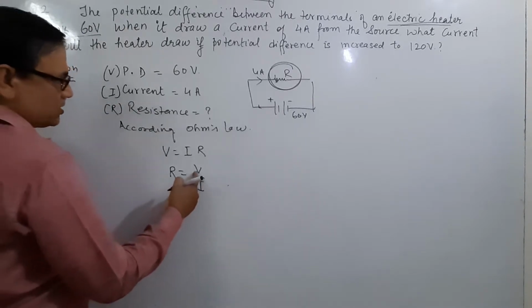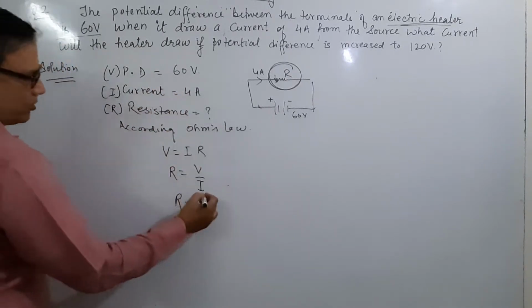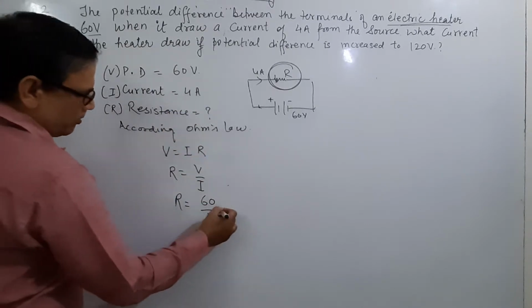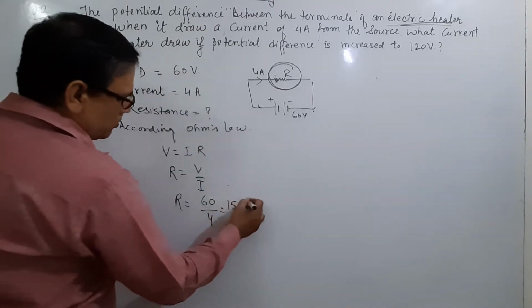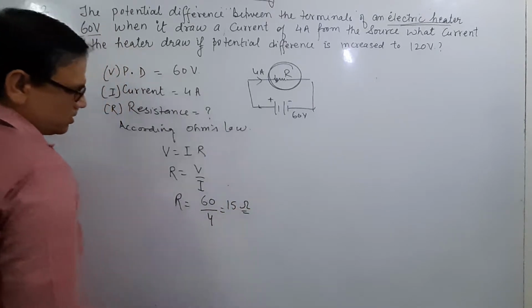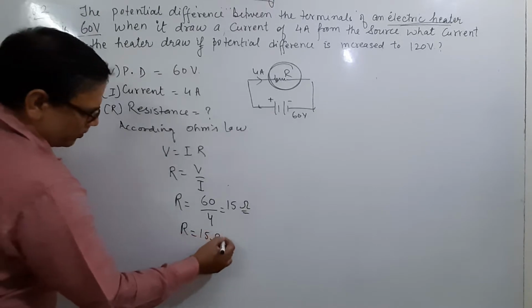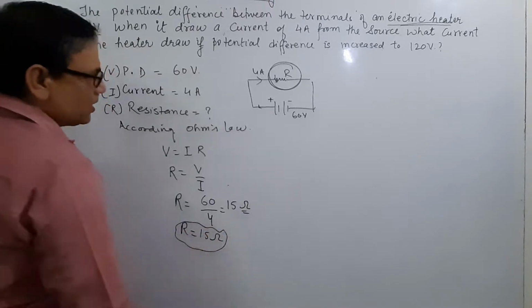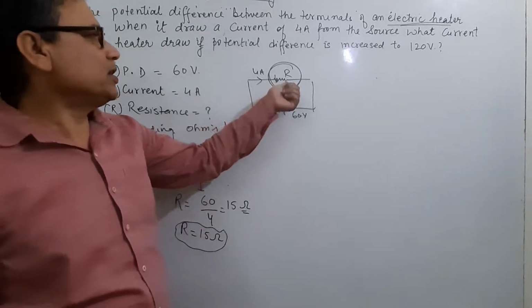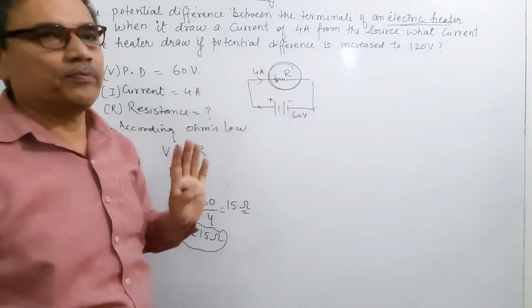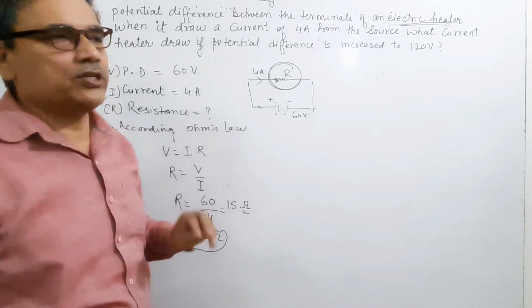And for R, what is the value of V? Potential difference 60 volt upon current 4, and that will be 15. This is ohm, the symbol of resistance. R is equal to 15 ohm. And the resistance of this heater is constant. It is 15. The resistance will not change.